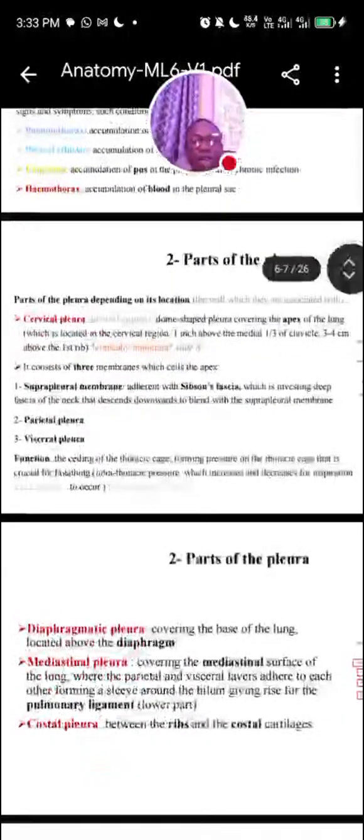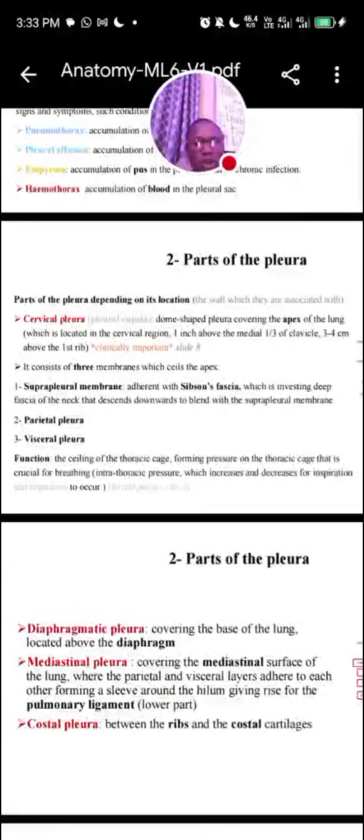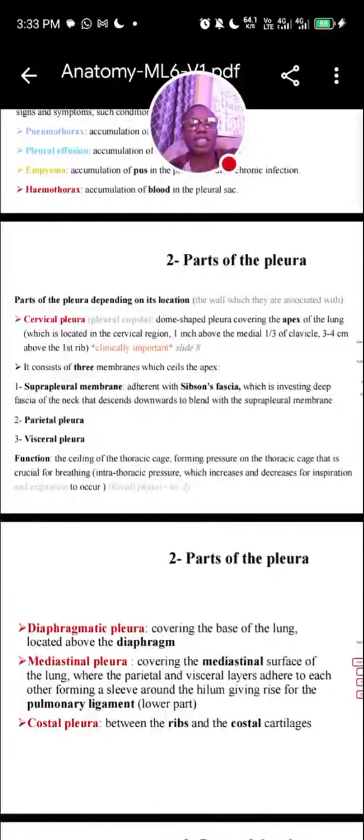Now, what's the function? The sealing of the thoracic cage, forming pressure on the thoracic cage that is crucial for breathing. Intrathoracic pressure. Do you follow? So it is this cervical pleura that seals the thoracic cage. It closes it, making for intrathoracic pressure. Wow, this is wonderful.